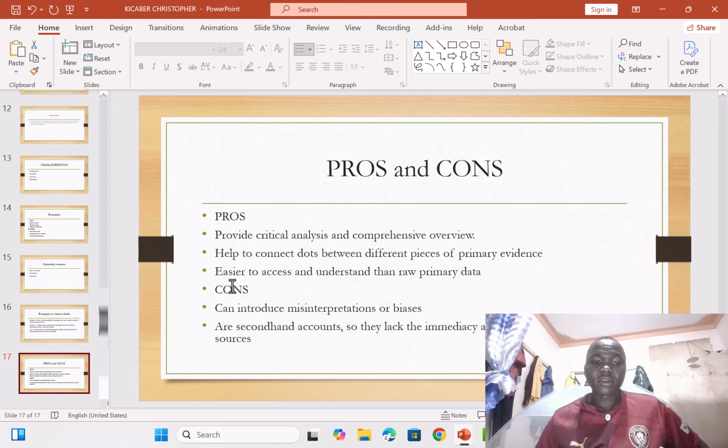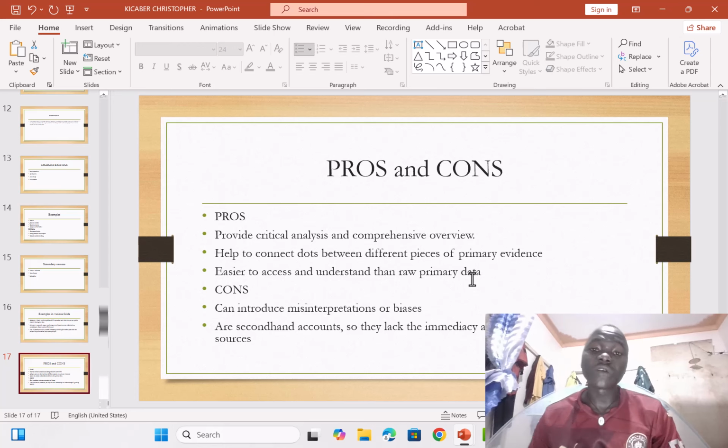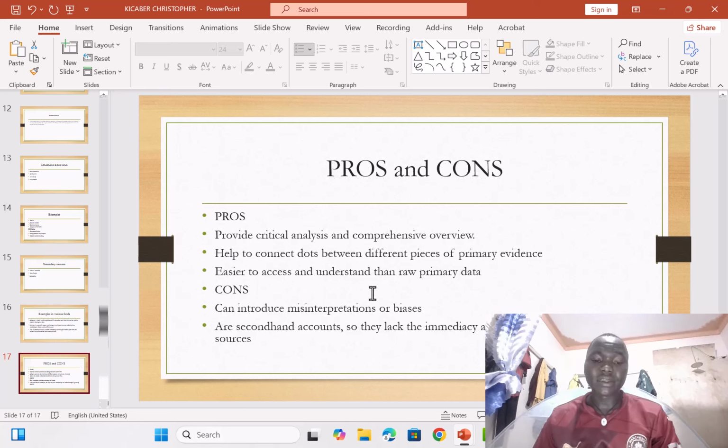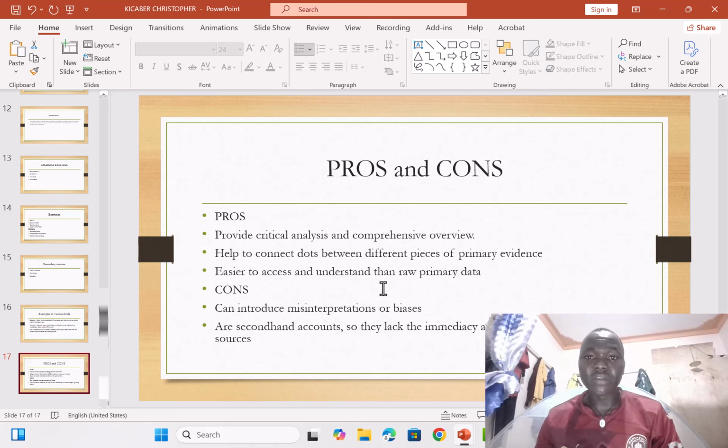Next, they are easier to access and understand than raw primary data. Secondary sources are easy to access because after analyzing very well, they summarize for the researcher to understand more easily than raw primary data. They are written in a simplified way and can generalize all that information. They interpret, analyze very well, and then summarize in a simple way that researchers can understand. Those are the advantages of secondary sources. Now let us look at the disadvantages.